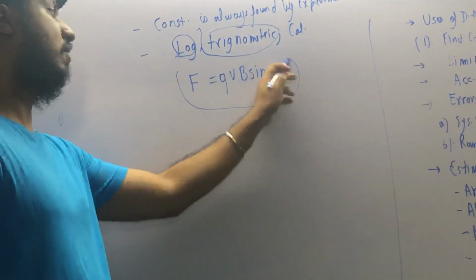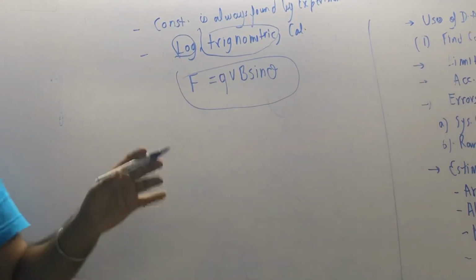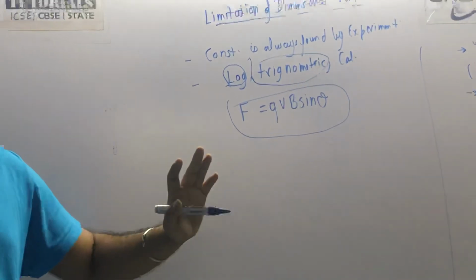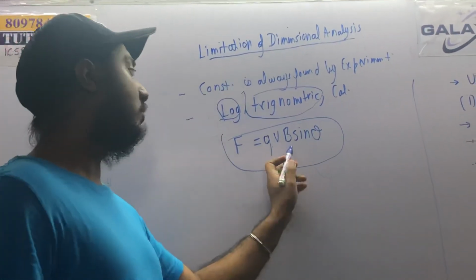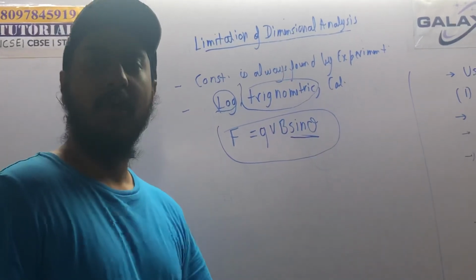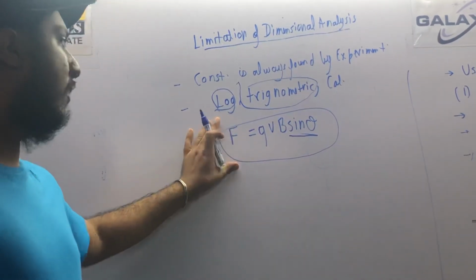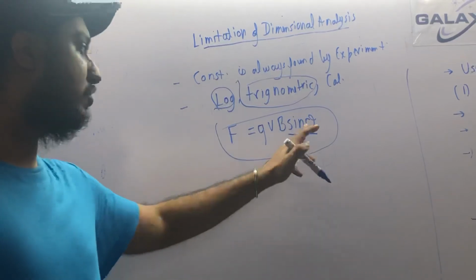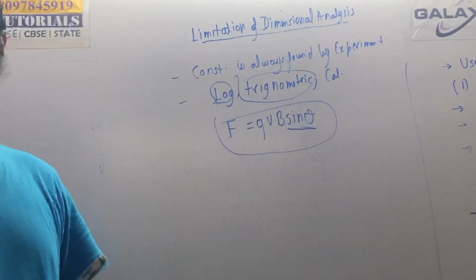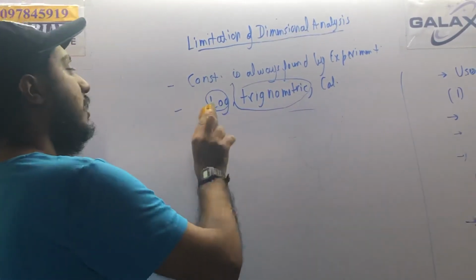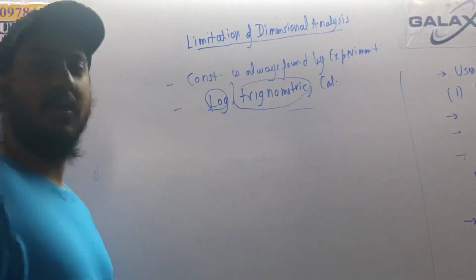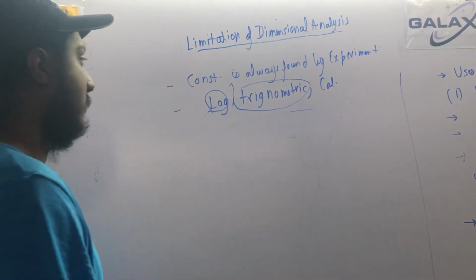Basically this is just a formula. This is a formula for force experienced by a charge moving in a magnetic field, okay. You may not have studied the formula, I am just giving you an example. So here the sin theta is involved, okay. So this formula you cannot derive by dimensional analysis because sin theta is a dimensionless quantity. So you can't use dimensional analysis in formulas where you have log, trigonometry or calculus, okay.